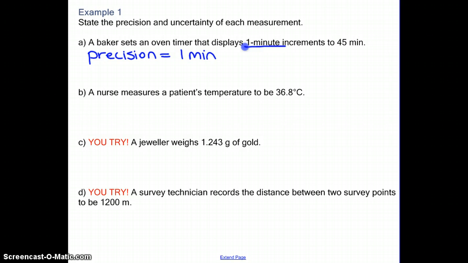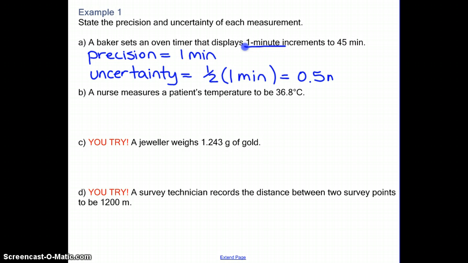Now, the uncertainty is half of that. So what would be the uncertainty? 30 seconds or half a minute. Good. So it would be 1/2 times 1 minute or 0.5 minutes. You could also say 30 seconds. It's nice to sometimes keep these though in the same units just so you're not always converting back and forth.